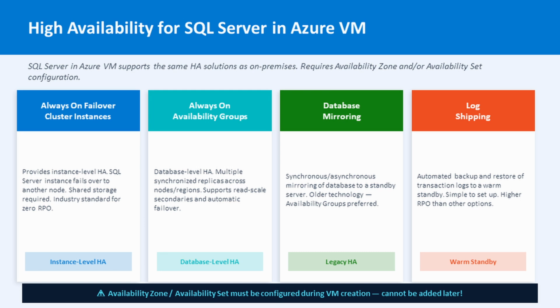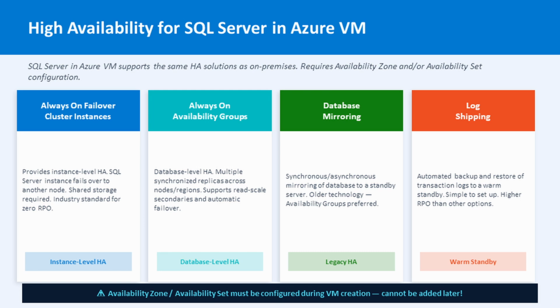Azure supports the same high availability architectures for SQL Server on virtual machines as you would find in a traditional on-premises environment. There are 4 main options. The first is Always On failover cluster instances. This is an instance-level high availability solution where SQL Server runs as a clustered service across 2 or more nodes with shared storage. If one node fails, SQL Server automatically fails over to another node. This provides a recovery point objective of essentially 0 for most failure scenarios, because the database files are shared.